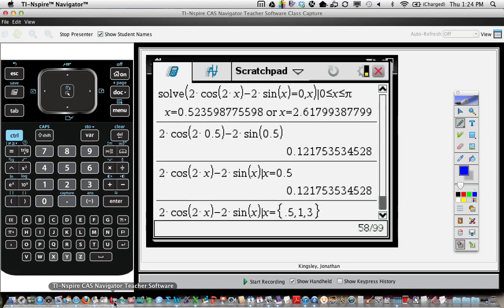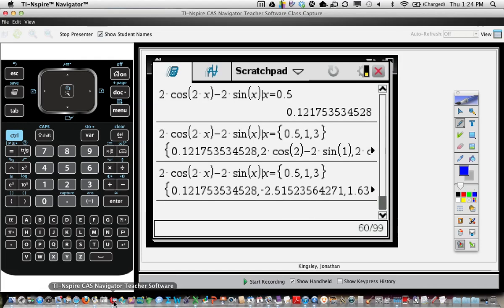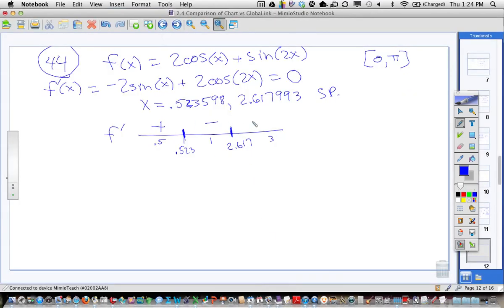So go ahead and hit enter, and go ahead and hit control enter so it'll give it to us as decimals. Then you go up and you might have to scroll. So it looks like we get a positive, then we get a negative, and then we get a positive, right? So those are just some little calculator tricks, and how you do that. But basically the bottom line is we got that.